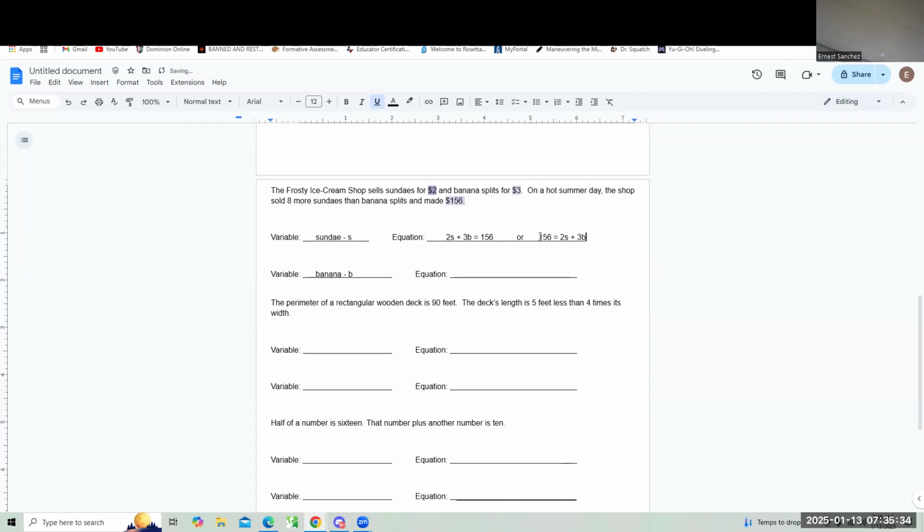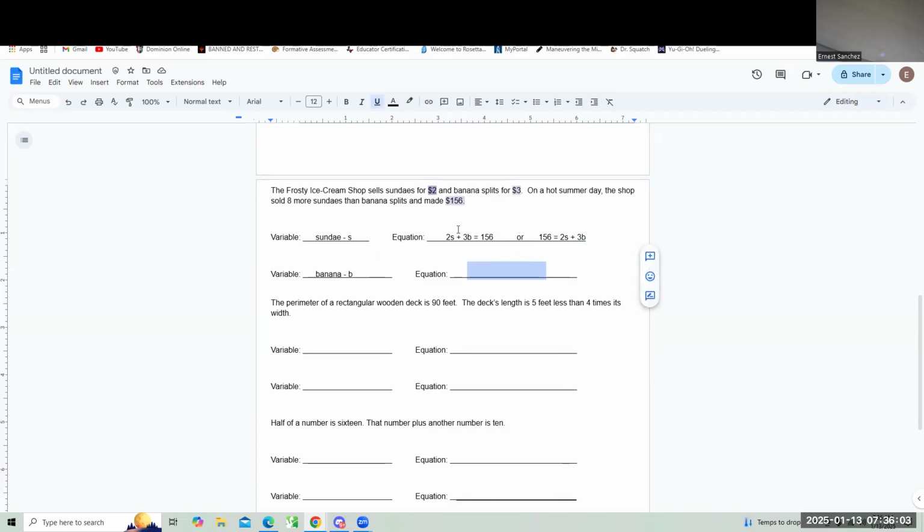This is still correct because it's the same thing. It's still technically 2S plus 3B on one side and 156 on the other. So in case they actually flip it, don't freak out. Just make sure you match the correct letters with the correct number, and that the largest number is by itself, which this technically is. So just in case you see that, you'll know that this is actually also a correct answer, okay?